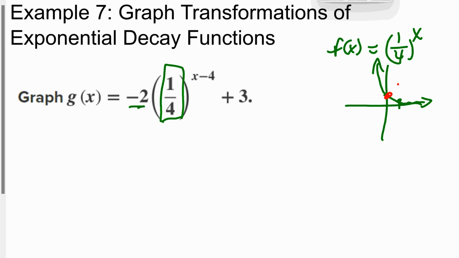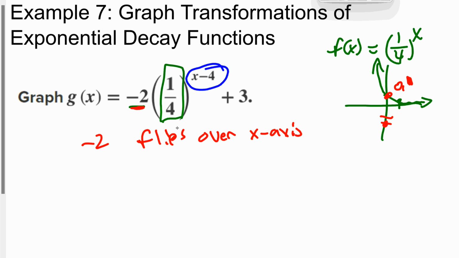So this point (0, 1), well, when I plug in 0, it's going to change because this 1 is going to be multiplied by -2, right? So this is going to go down 2. Okay, so that's going to move down 2. It's going to flip over. So that -2 flips over the x-axis.